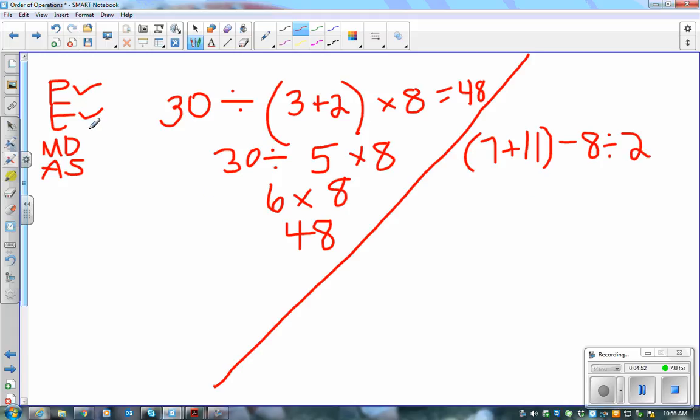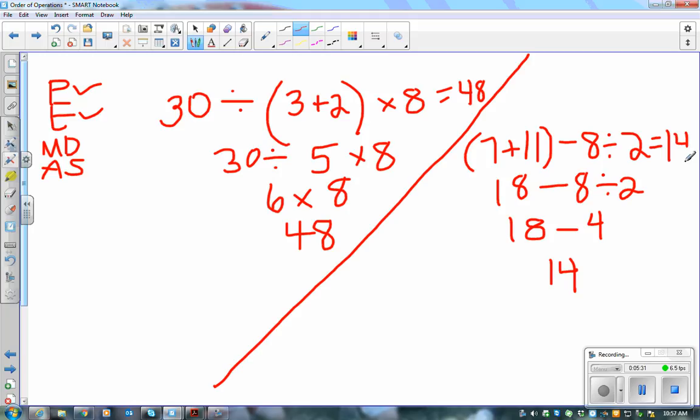Okay, so going through the order of operations again, I do anything in parentheses first, so that would be 7 plus 11, which is 18, minus 8 divided by 2. I don't have any exponents, so I don't worry about that. But then I multiply or divide from left to right. So I look and see, I do have division right here, so I'm going to do that first. 8 divided by 2 is 4. Bring down anything I have not done. And then I do any addition or subtraction from left to right. So 18 minus 4 would be 14. So the answer to that expression would be 14.